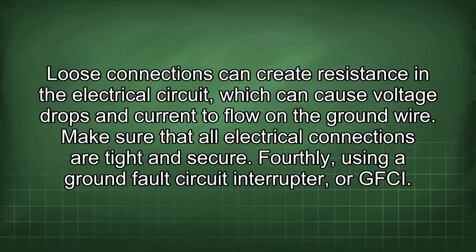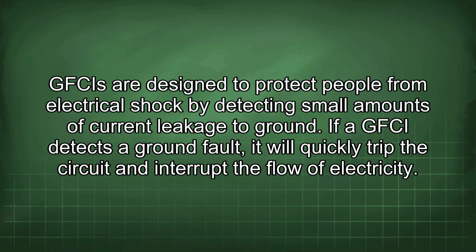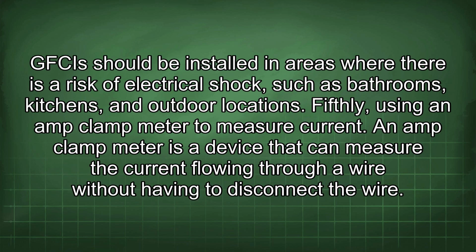Fourthly, using a ground fault circuit interrupter, or GFCI. GFCIs are designed to protect people from electrical shock by detecting small amounts of current leakage to ground. If a GFCI detects a ground fault, it will quickly trip the circuit and interrupt the flow of electricity. GFCIs should be installed in areas where there is a risk of electrical shock, such as bathrooms, kitchens, and outdoor locations.